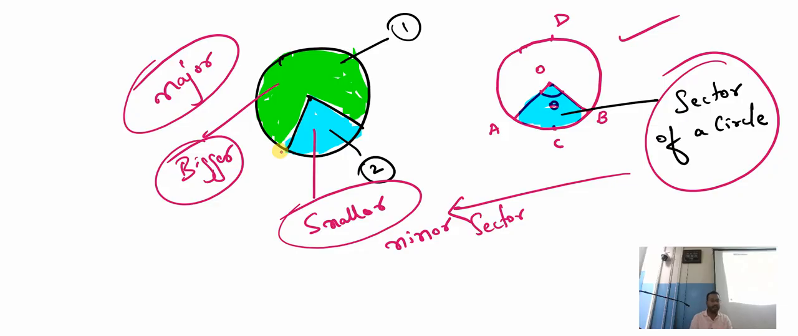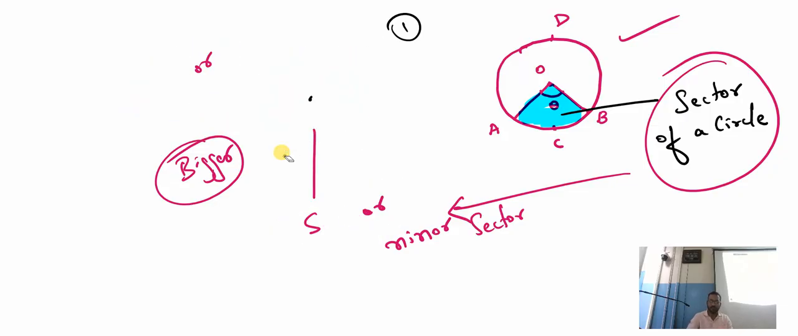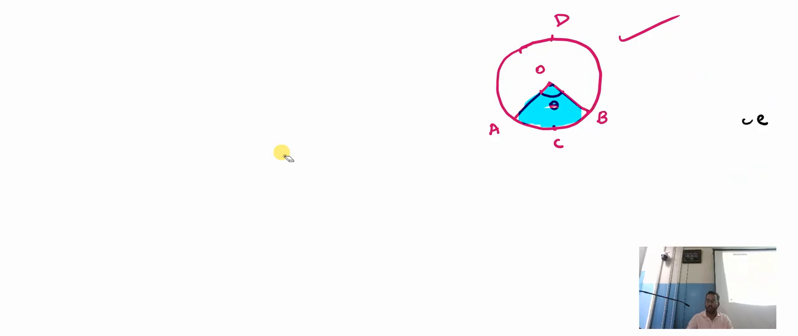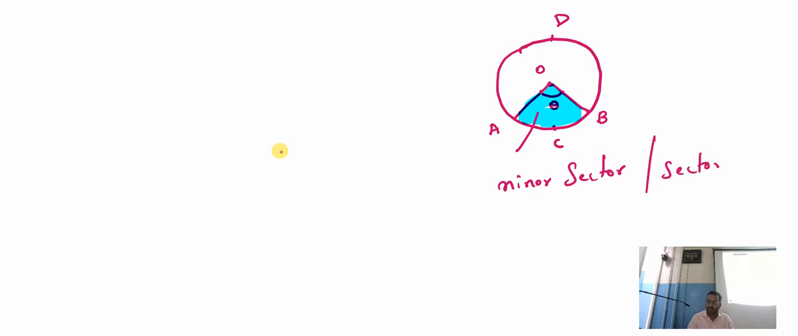Understood the difference between minor sector and major sector? Is the concept clear? So here, the region which I have shaded, we call it a minor sector or just a sector.